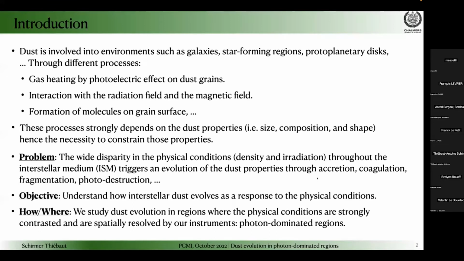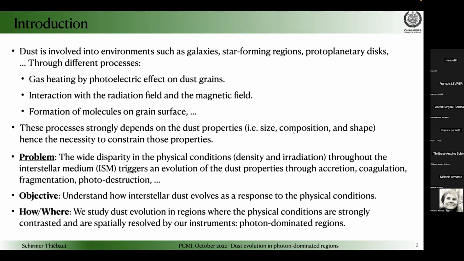So dust is involved in many environments in the universe, through star-forming regions, protoplanetary disks, and so on, through different processes such as gas heating through the photoelectric effect, formation of molecules on grain surfaces, and the efficiency of these processes strongly depends on the dust properties such as the size, composition, and shape. This is why we need to understand and constrain those properties in order to better understand interstellar dust and therefore better understand the different environments where dust is involved.